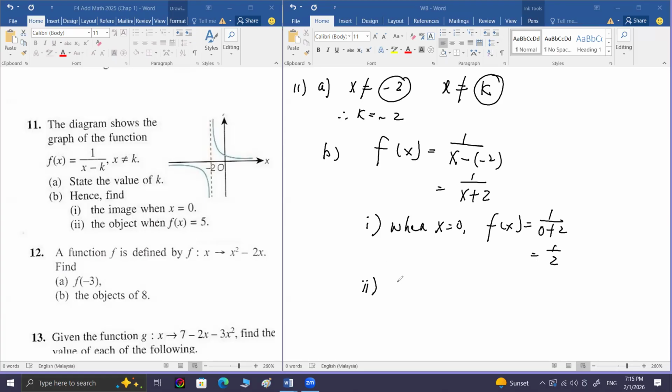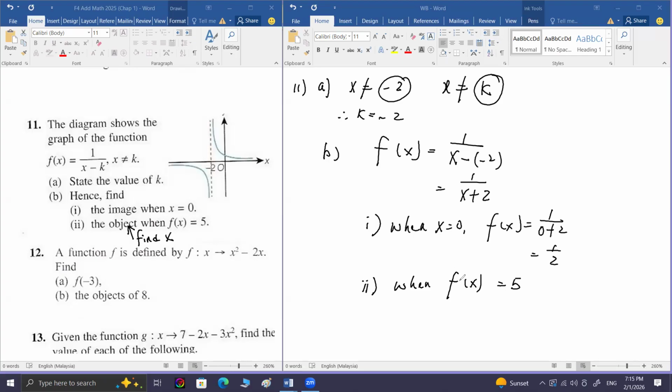Find object. Many students starting here, they start to confuse already. Listen carefully. Find image, you substitute the x only. Find object means find x, okay? Find object means find x. I repeat, find the image means x given. Find the object means find x.